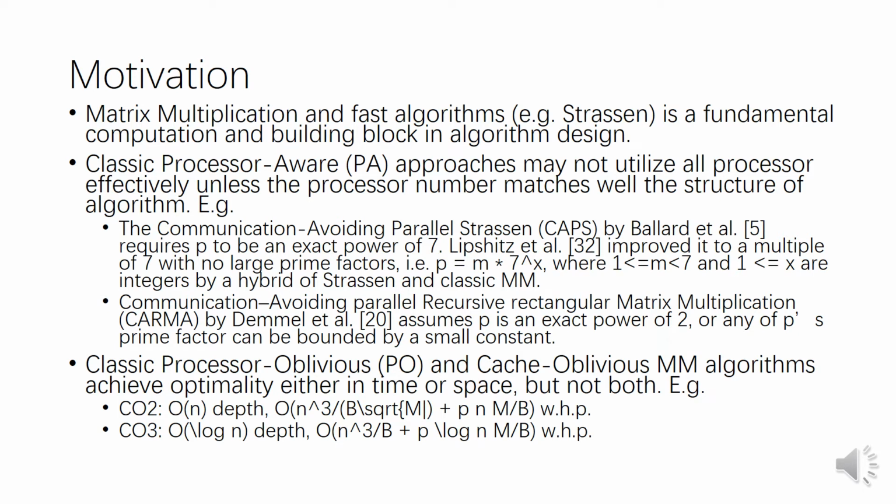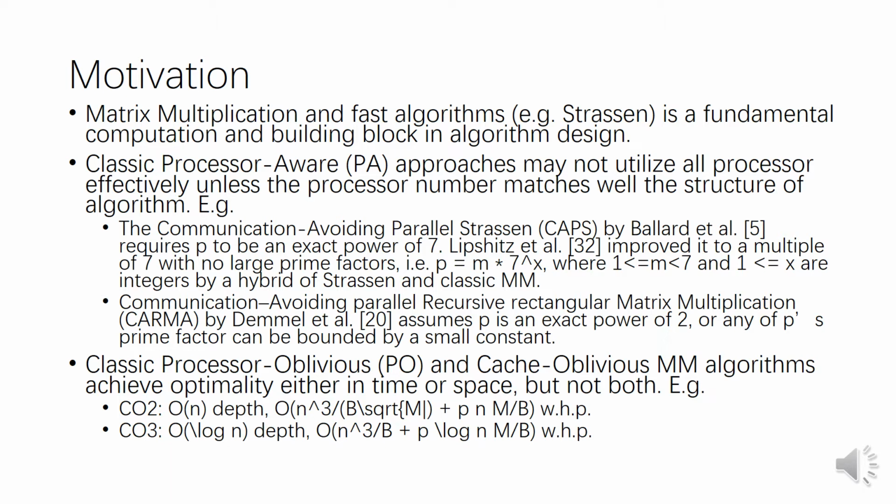Matrix multiplication and its fast algorithms, for example Strassen's algorithm, are a fundamental computation and building block in algorithm design. However, the classical two ways to parallelize matrix multiplication have some problems. First, the classical process-aware approaches may not utilize all processes effectively unless the process number matches the structure of the algorithm. For example, the CAPS algorithm, a parallel Strassen by Ballard et al., requires P to be an exact power of 7.